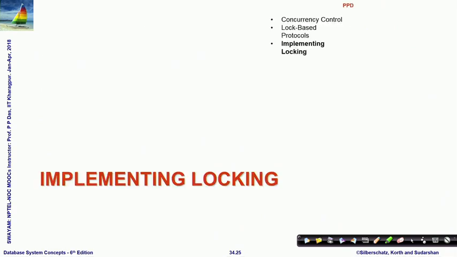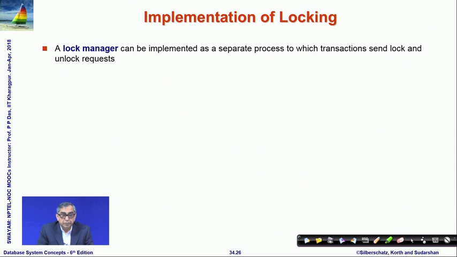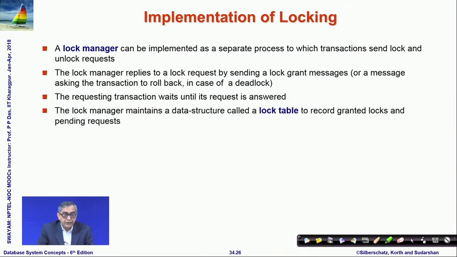Now, finally, before we close this module, a quick word on how you implement locking. There is a lock manager which implements the locking. The lock manager itself runs as a different process to which every transaction sends lock and unlock requests, and the lock manager maintains a data structure of which transactions are holding different locks on different items. Based on that, grant messages are queued on that data structure, and release messages actually release the locks, and otherwise the transaction has to wait.